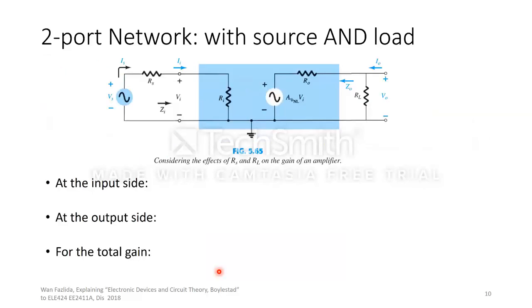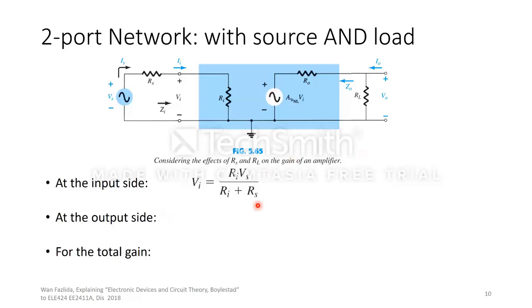So what is going to happen when you have a source, which is VS and RS, the source resistance, and a load, RL, the load resistance? When you design an amplifier, you want to connect it to a source circuit that gives you an input signal to be amplified, and you want it connected to a load circuit because you want to amplify and pass the signal to another circuit. That is unavoidable. So what is going to happen when you have both?